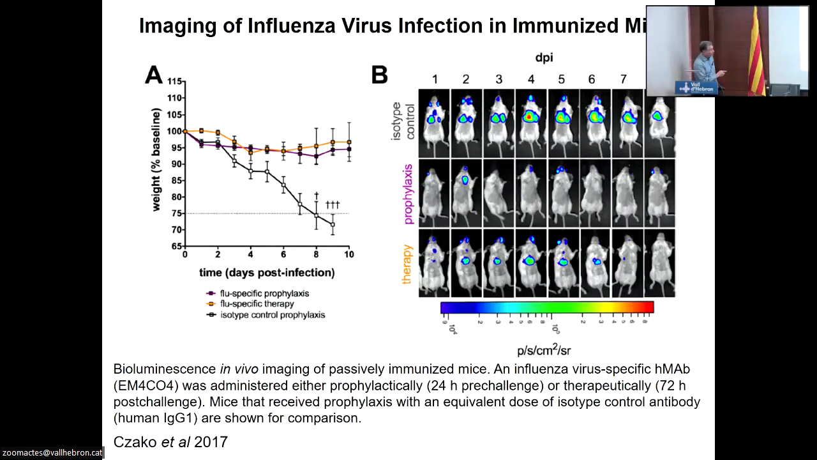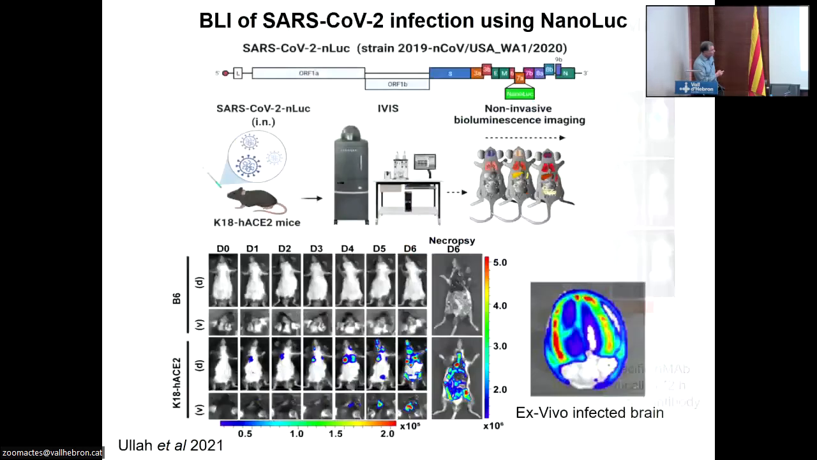So this has been done with influenza, and it's also been done with coronavirus. This is SARS-CoV-2 work that was published just last year, showing that, again, taking SARS-CoV-2, labeling it with nanoluc, and showing that it can be imaged in this animal and even in the brain. This was done using a spectrum. And we've also done this.